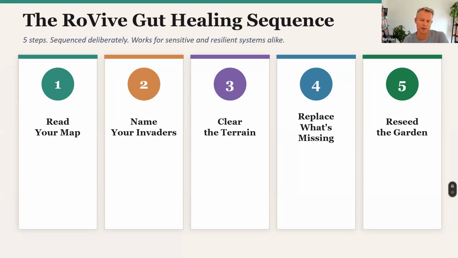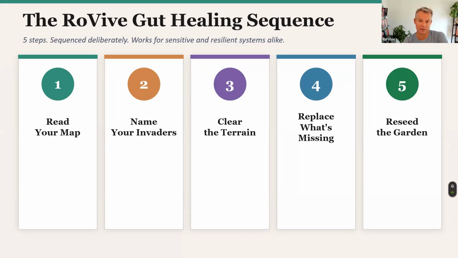So step one, it's read your map. This is where we get your objective data. Without the OATs test, or some stool test perhaps, which I'll talk about later, you're guessing. Now, those tests cost money. So if you don't have the money to spend on them, that's where you use RoVive Guide to just talk about your symptoms, right? The more info you give it, the better. But if we can get objective data, the OATs is usually a really awesome place to start.